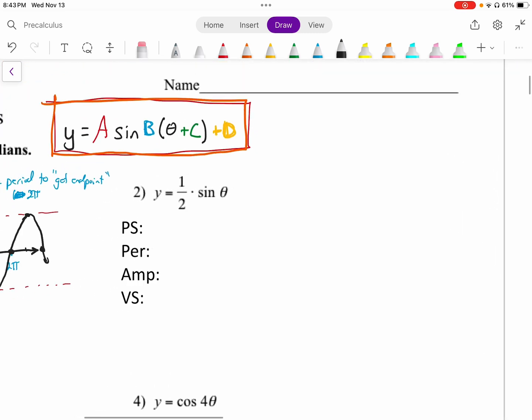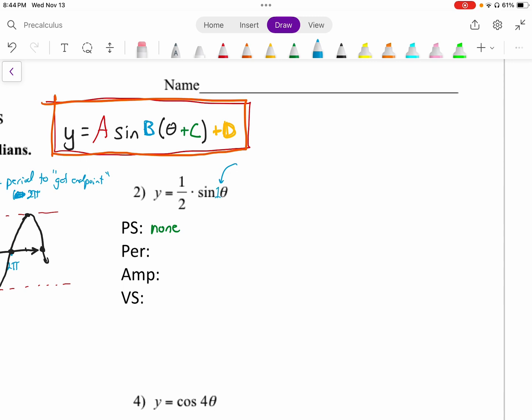Y equals 1/2 sine of theta. Well, there's no phase shift. There's nothing added to theta within there, so there's no phase shift. So we'll put none. Period. Period comes from what's multiplied times theta. There's nothing written there, so it's an understood 1.